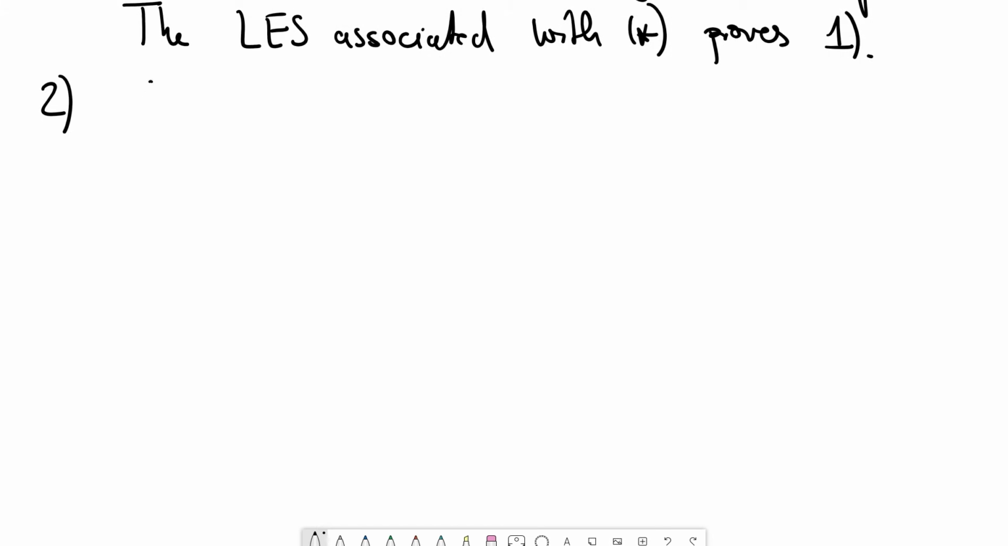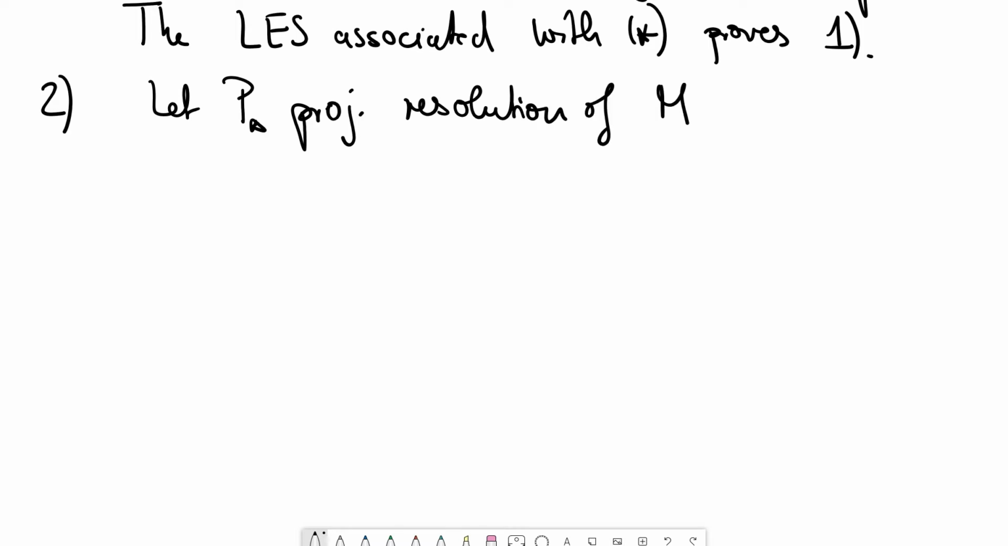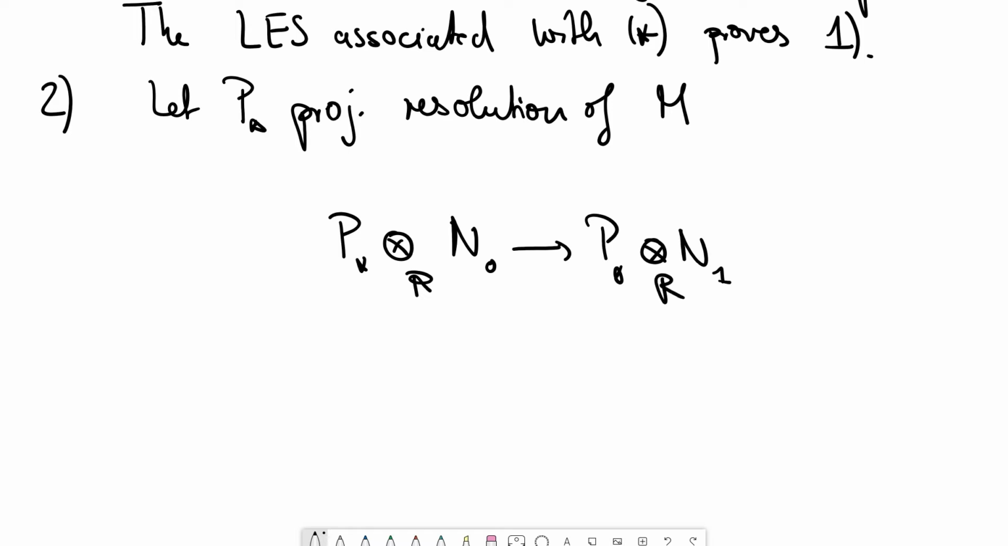Don't need the horseshoe lemma for that. Just need one projective resolution of the module M. And then we consider this sequence here. So we tensor the short exact sequence for the N_i's with the resolution. Then definitely this is exact in each degree.